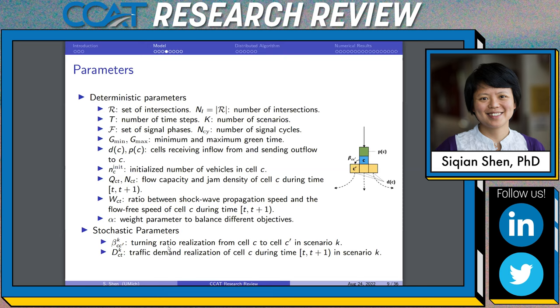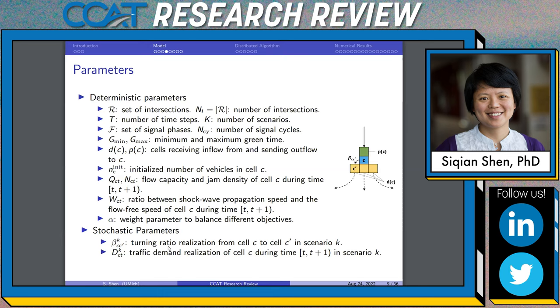And then again, depending on the practical situation, you will introduce more parameters if needed. But for our model, these are the ones we consider. The last one I want to show you is some alpha parameter that we utilize to represent a weight, because later on you will see our objective is a multi-objective program. And in our problem, we consider two different objectives. So we want to weigh between them, and that's how we combine them into one single objective function.